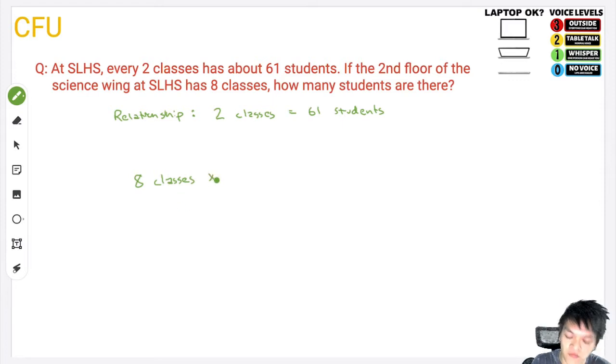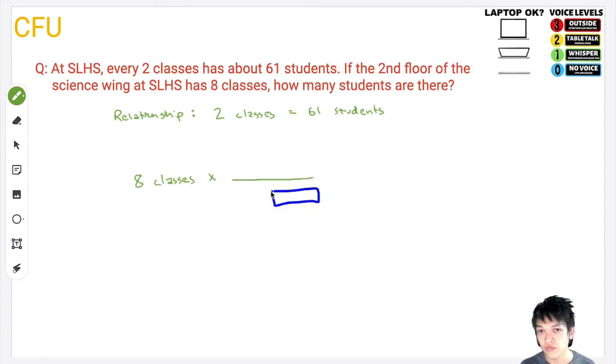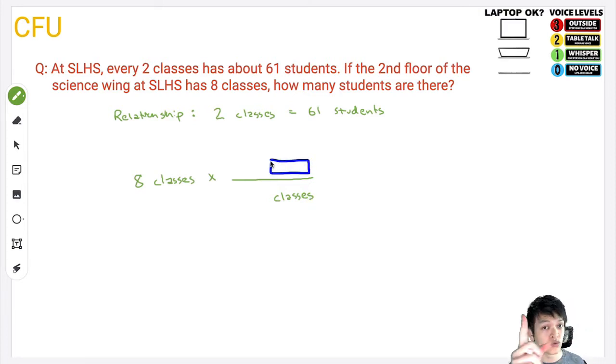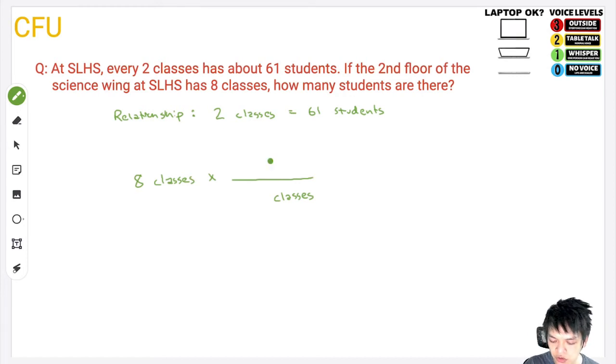Anytime you're trying to do a conversion, draw a times sign, then draw a line. I'm going to ask a question here. What unit goes down here? Hopefully, you said classes, right? It's got to be the same unit that you started with. The unit that goes on top is normally what we want to convert to. The question wants us to solve for students, so I'm going to write students here.